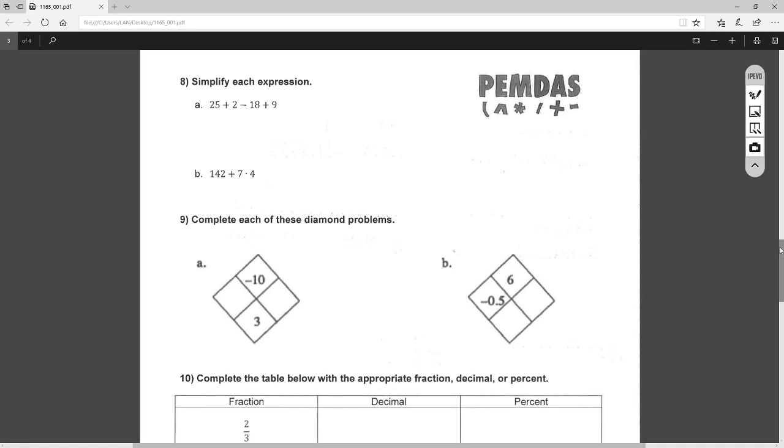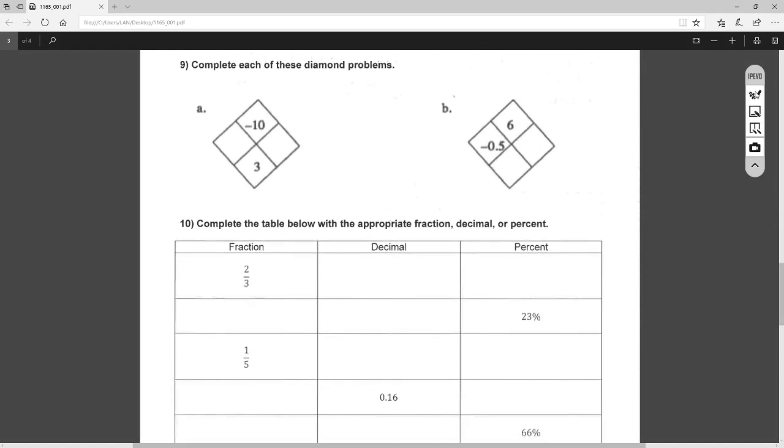Okay, so for diamond problems always follow the same pattern. You always multiply to get the top number, and you add to get the bottom number of your diamond problem. So looking at A, you have to think of first, what numbers multiply to make negative 10? We know 5 times 2 makes 10. But since it's a negative 10, remember negative times positive makes a negative. So one of these numbers has to be negative.